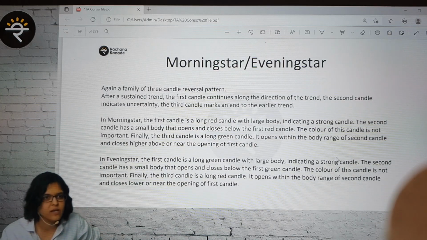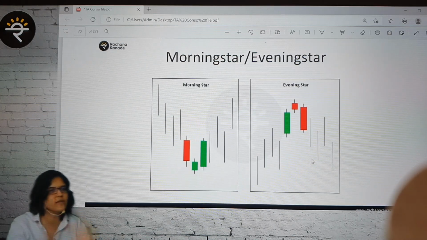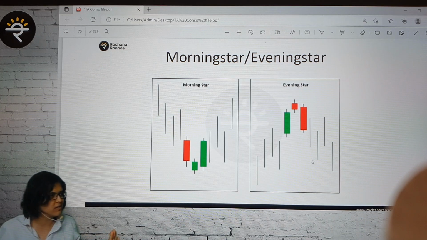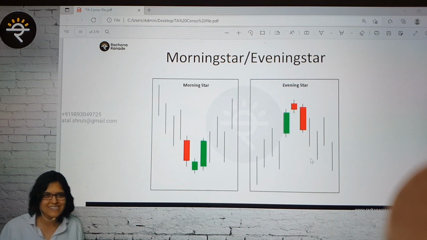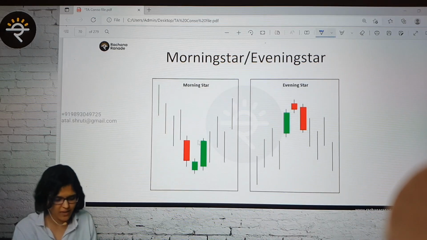Actually, I did talk about morning star and evening star. It is very much similar to what we are discussing. We'll do this and then we'll stop. Is that fine? Yes, last one for the day. But then I want your attention because this is the last one. Okay, the last one for the day is morning star and evening star.